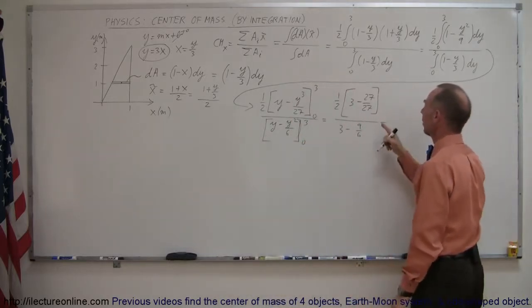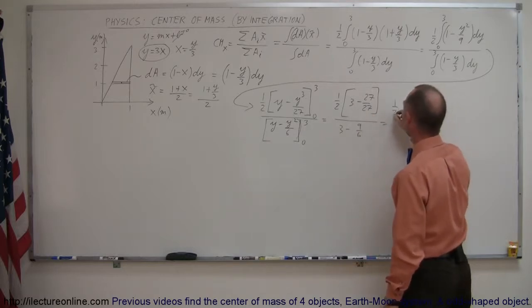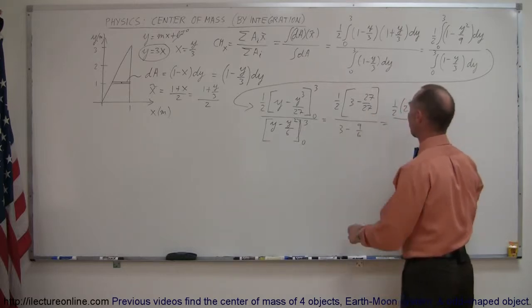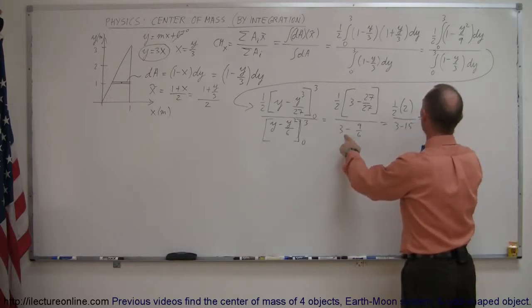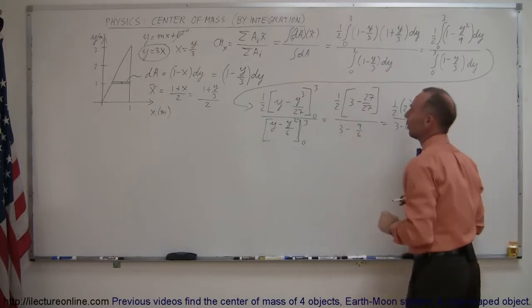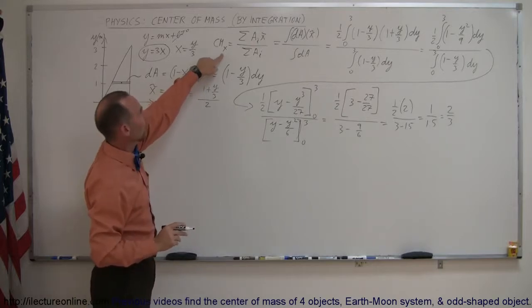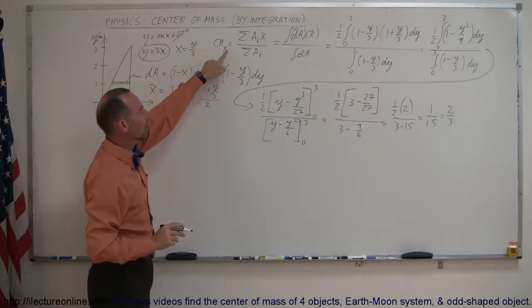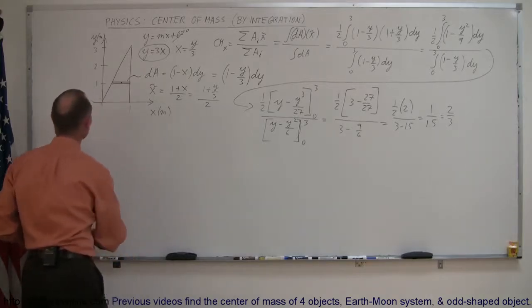Okay, simplifying this, 27 over 27 is 1. 3 minus 1 is 2, so we get 1/2 times 2 in the numerator divided by 3 minus 1.5. So this is 1 divided by 1.5, which is 2/3. So that means that the x-coordinate of the center mass, which is what we're looking for right here, is 2/3.